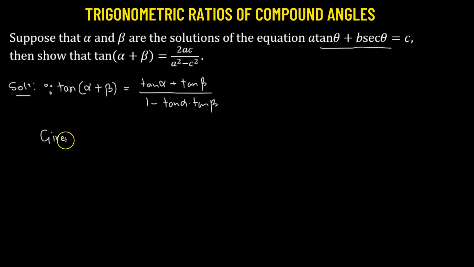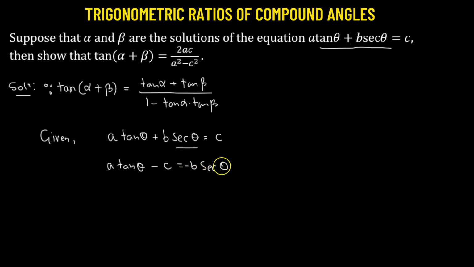So we'll begin with the given equation. Here in the given equation, we have a times tangent of theta plus b times secant of theta equals c. Fine. Now what we'll do, I'll remove this secant theta. We'll have to get rid of it. So we will keep a times tangent of theta as it is. But we're going to transpose c from the right hand side to the left hand side, and we'll transpose b secant theta to the right hand side. So we have negative b secant theta. Now we're going to square both sides. So we have a times tangent of theta minus c whole squared, that will be equal to negative b times secant of theta whole squared.